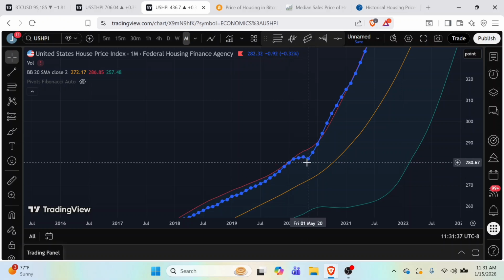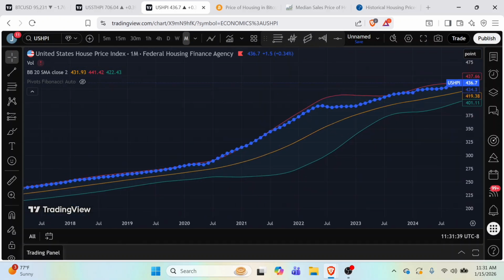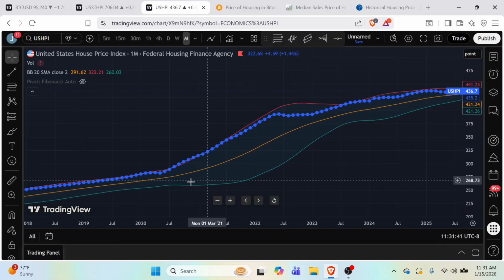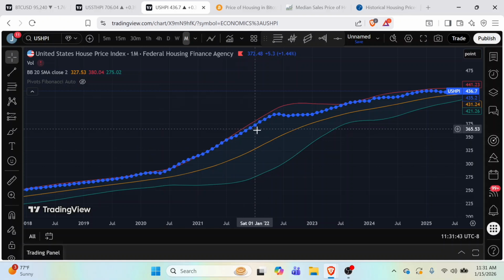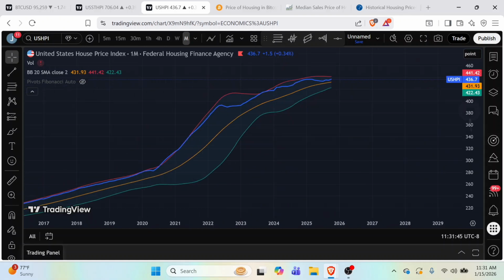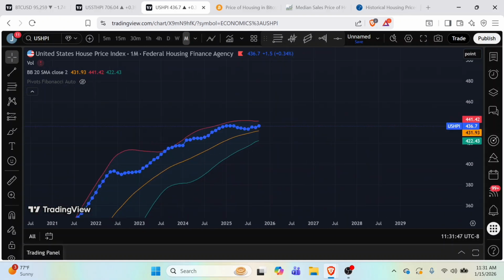We have a minor correction here, but the market continues long and strong because they start printing money. Where does that money go? It goes into things like houses. We're about to start seeing them print money again. So theoretically, where is that value going to go? It's going to go into houses.